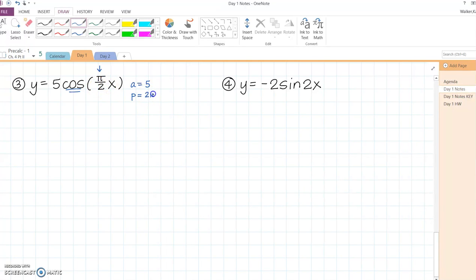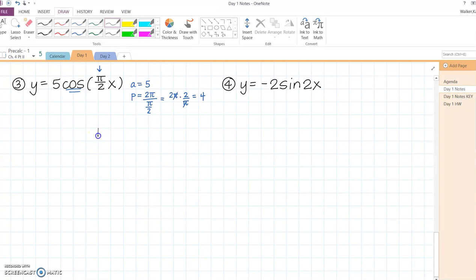So to find the period, I take 2 pi and divide it by b. b is this number inside. So when I divide fractions, I have to multiply by their reciprocal. So I flip pi over 2, my pi's cancel, and my period is just 4.